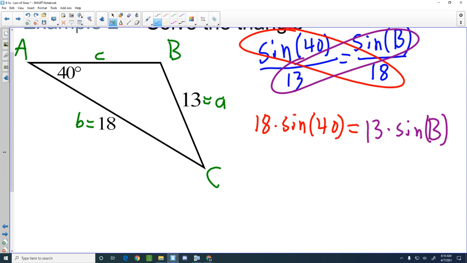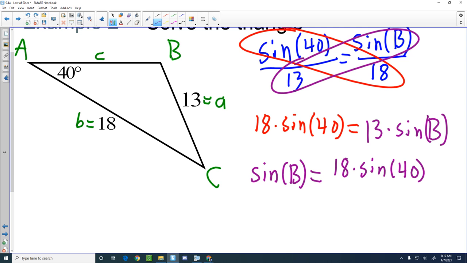Now I'm solving for B, which is an angle. And I can't just get rid of that. I can't divide out the sine. I can divide out the 13, which I'll do that first. And I'm going to rewrite this to put the angle on the left. So I'm going to have the sine of B equals 18 times the sine of 40, all divided by 13. Right, I just divided both sides by 13, and I got this ratio, this fraction here.